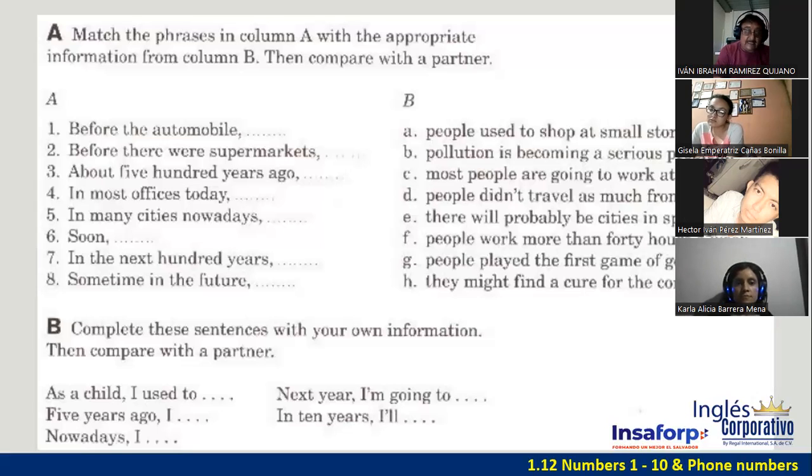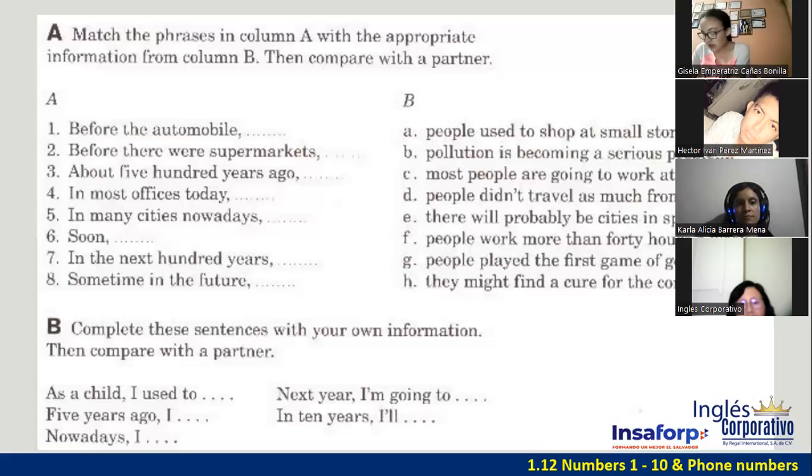Next year, I'm going to celebrate my birthday again with all my family. Excellent. In 10 years, I hope to see my son like a professional. Okay, very good. Excellent. Thank you so much, Ivan. Gisela. As a child, I used to go to play with my sister and my friends.